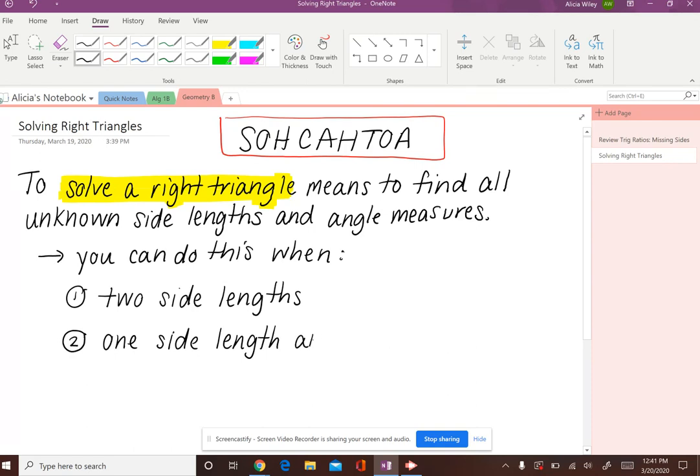and one acute angle measure. Now, the reason why I say acute angle measure is because since these are all right triangles, you'll already know one of the angles. You'll know the right angle. So they're giving you basically two angles in a sense, right? So that's what that means.